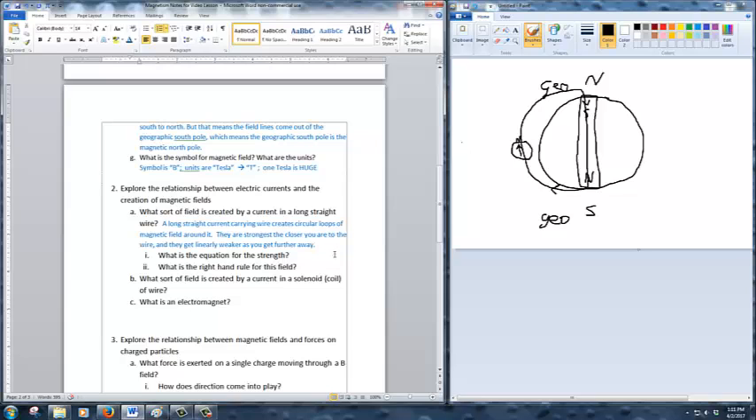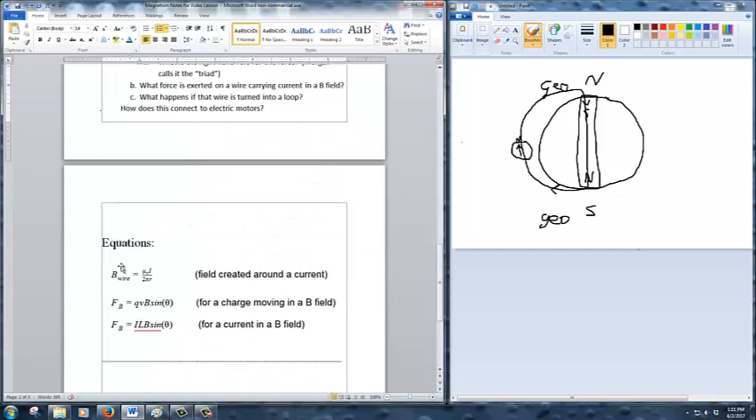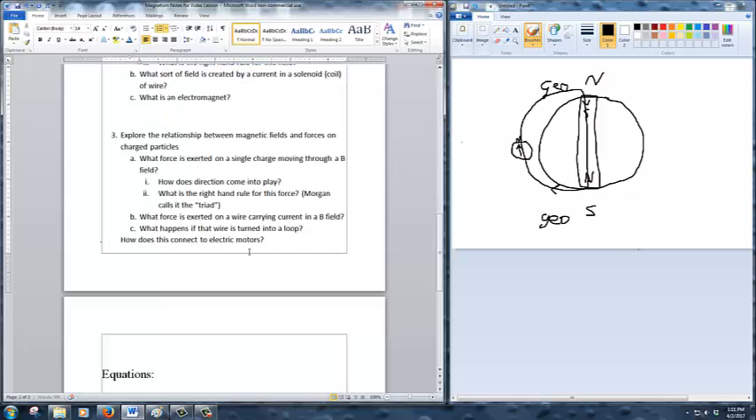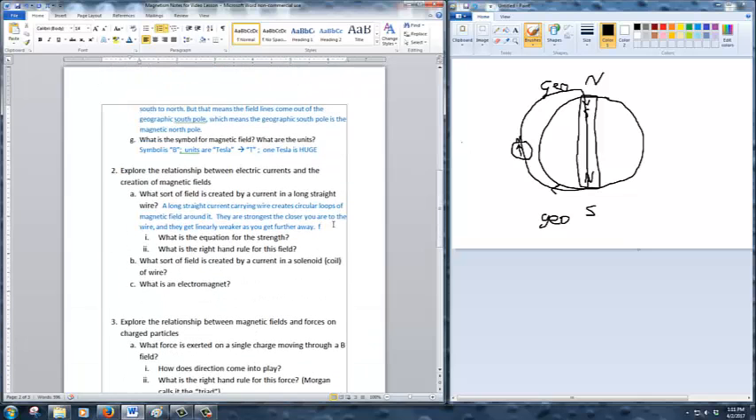There's an equation also, mu naught I over 2 pi r. That's in these notes, I think, at the end. Let's scroll down here. Yeah, there it is. Magnetic field of a wire is mu naught I over 2 pi r. This little mu naught is a universal constant. The value is listed in the notes, so go ahead and look it up there. It's 4 pi times 10 to the negative 7th. And yeah, so that lets you calculate the exact strength of the magnetic field near a wire.